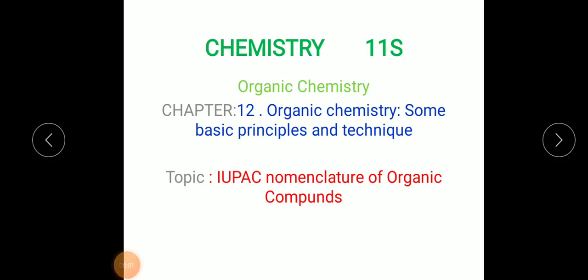Morning class. In our previous classes, we started the chapter on organic chemistry and we are discussing the basic concepts of organic chemistry. Although you have studied the basics in class 10, such as naming of compounds, today we are going to see the IUPAC nomenclature of organic compounds. That means how any organic compound can be named.